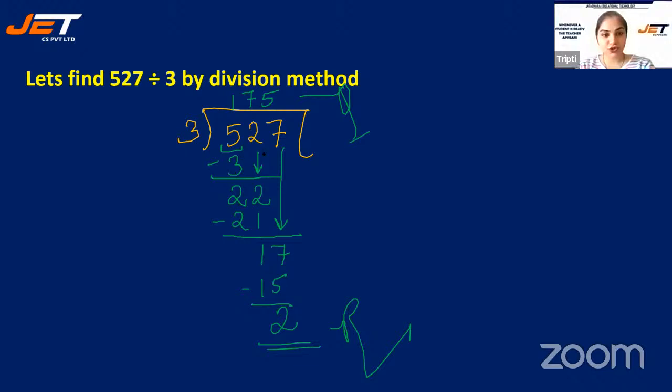I repeat. 3 times 1 is 3, minus 2. Bring down 2. 22. No. 3 times 7 is 21. 22 minus 21 is 1. Bringing down 7. 3 times 5 is 15. Subtracted, you got 2.